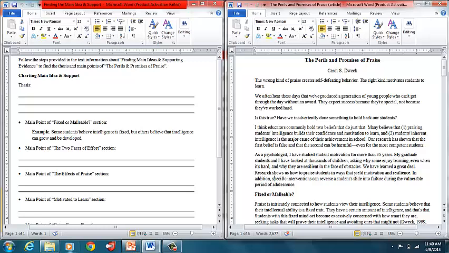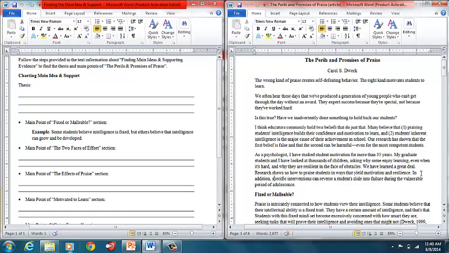As a psychologist, I've studied student motivation for more than 35 years. Of course, that's Carol Dweck speaking. My graduate students and I have looked at thousands of children, asking why some enjoy learning, even when it's hard, and why they are resilient in the face of obstacles. We've learned a great deal. Research shows us how to praise students in ways that yield motivation and resilience. In addition, specific interventions can reverse a student's slide into failure during the vulnerable period of adolescence.